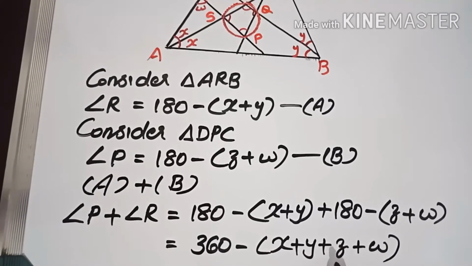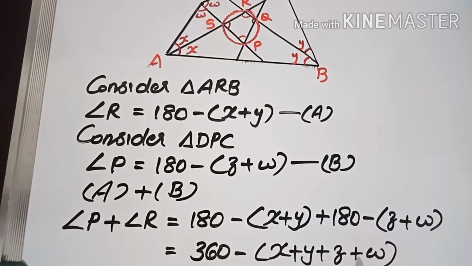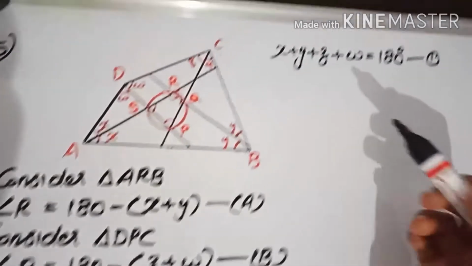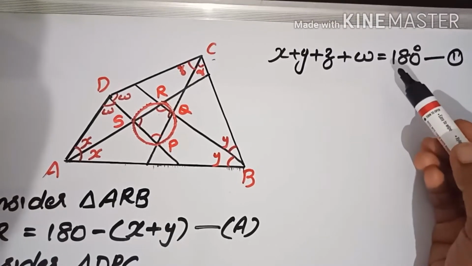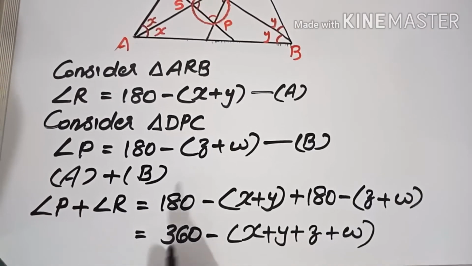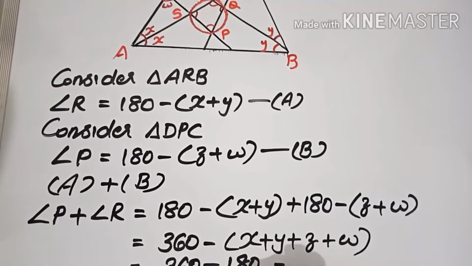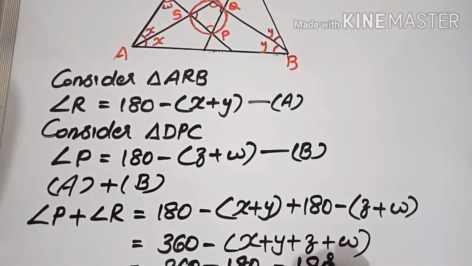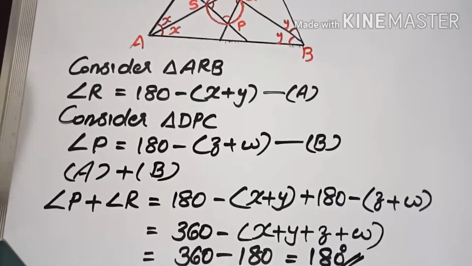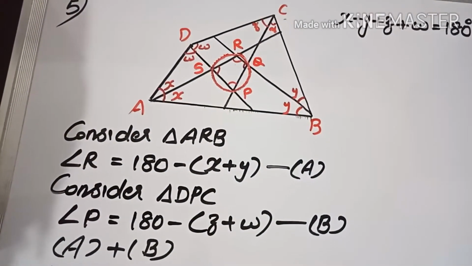This we already found. What was the answer of x plus y plus z plus w? In the starting itself I told you, the first equation we need to consider, because that we need here: x plus y plus z plus w equal to 180 degree. That 180 degree we can apply here. So this is equal to 360 minus 180. 360 minus 180 is what? 180 degree. That means angle P plus angle R we got as 180 degree. So one pair of opposite angles we got as supplementary.